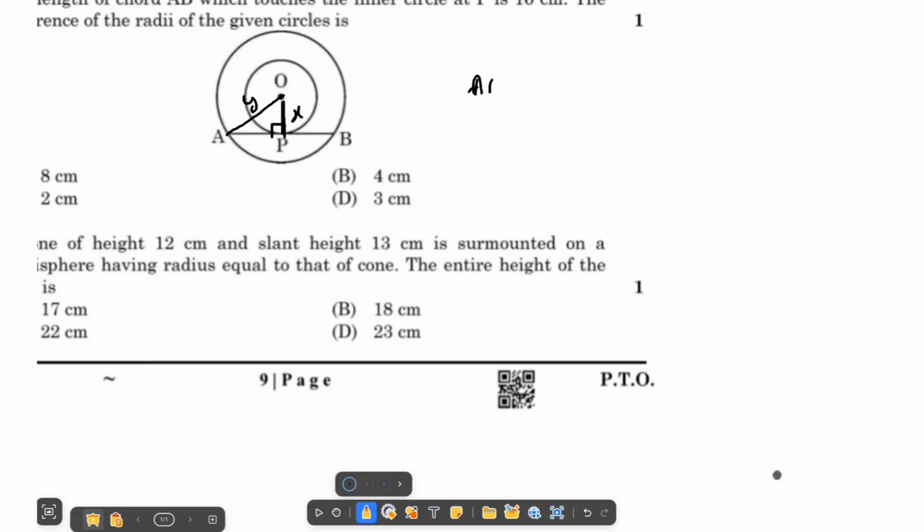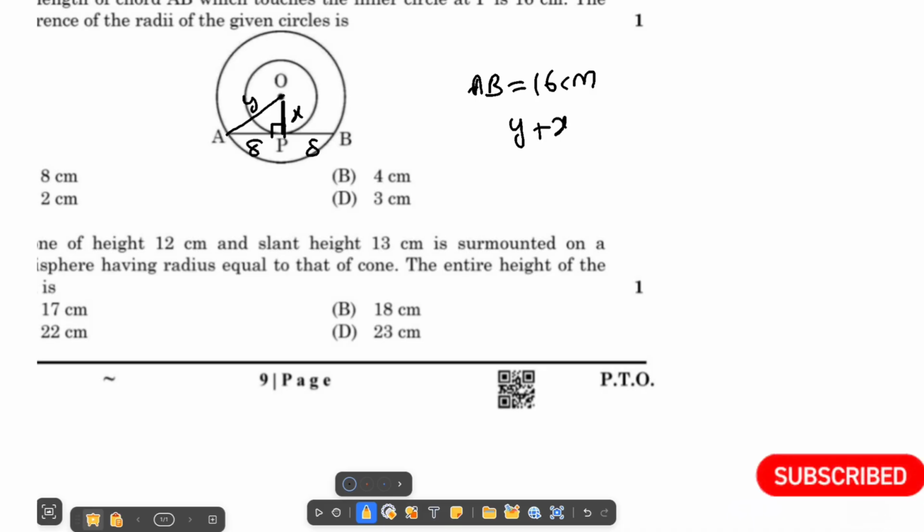It is already given that AB is 16 centimeters. If AB is 16 centimeters, then AP will be 8 and PB is also 8. Now it is already given that Y plus X, the larger circle radius plus the smaller circle radius, is equal to 16 centimeters. So it is already given in the problem. We have to find the difference between the radii, which means we have to find Y minus X.